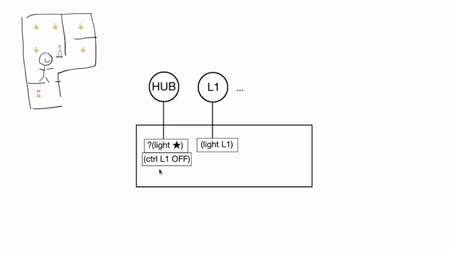Here it asserts that the control state for the light with identifier L1 should be off. Of course, in order to receive the control signal, the light actor needs its own subscription. It does so with an assertion of interest in controls matching its own identifier and any value.